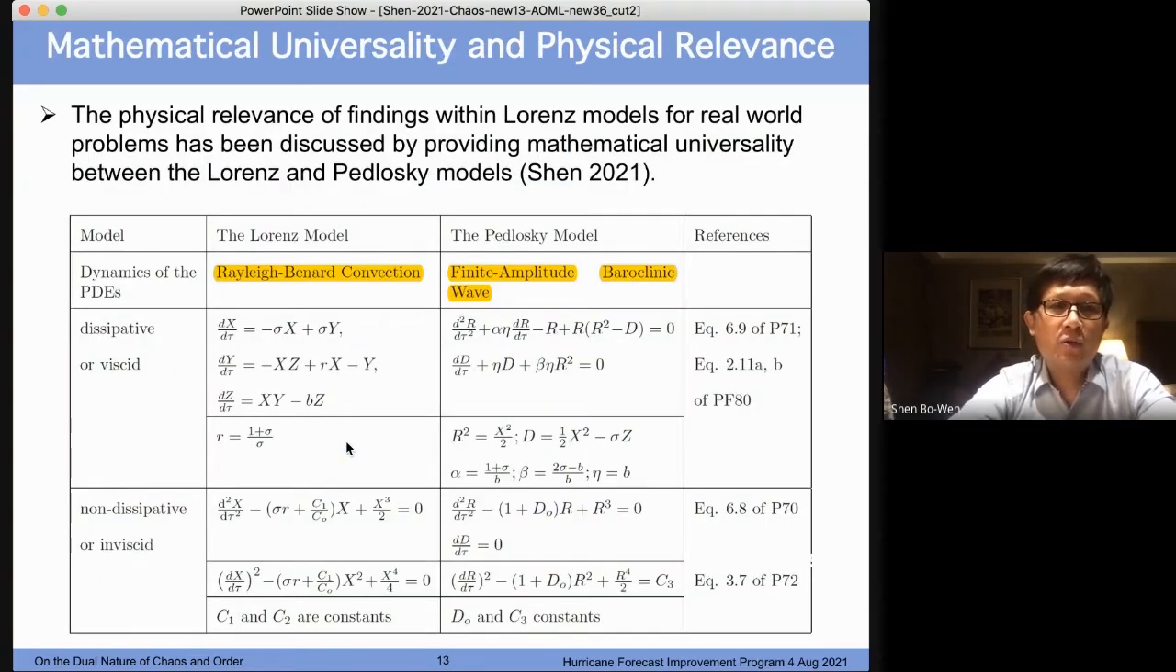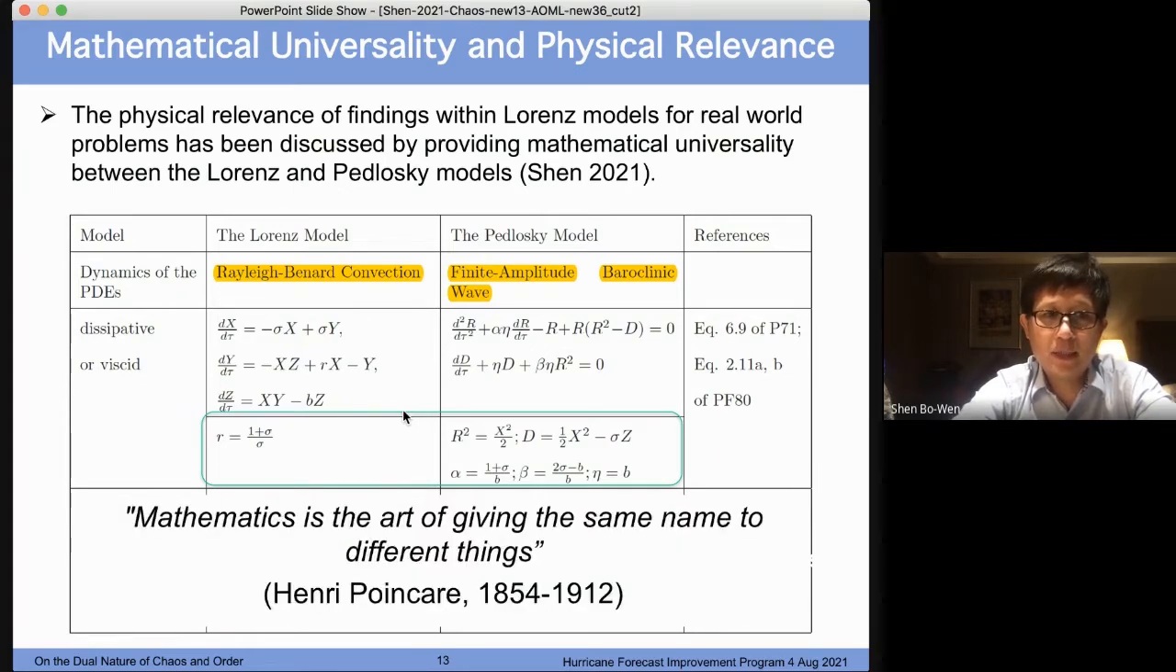To provide the physical relevance for real-world application, we additionally compare the Lorenz model in the second column with the Pedlosky model in the third column. The Pedlosky model is based on a two-layer quasi-geostrophic system for baroclinic waves. Although these two systems are from very different PDEs, the ODEs can be mathematically identical if we choose parameters properly, as shown here. Such a comparison reveals the idea of the following quote.